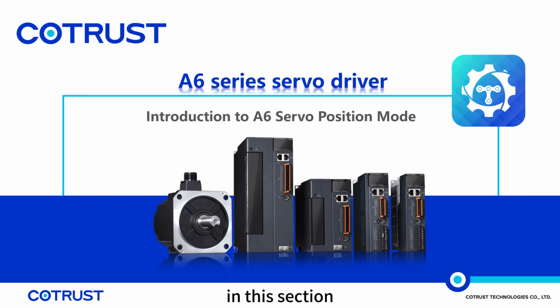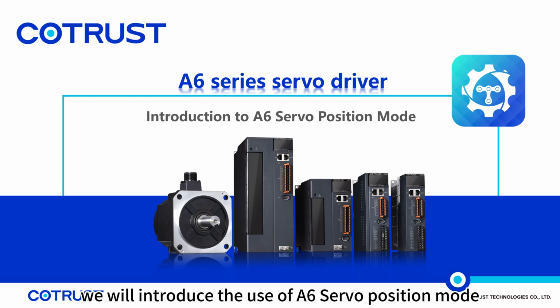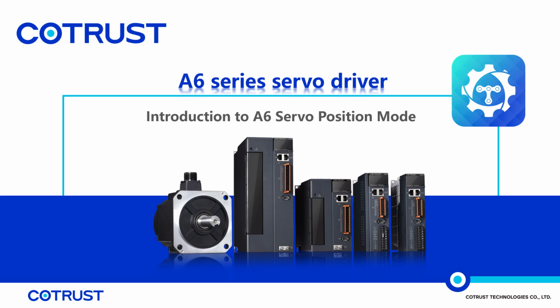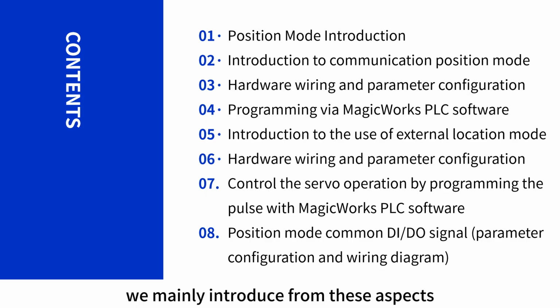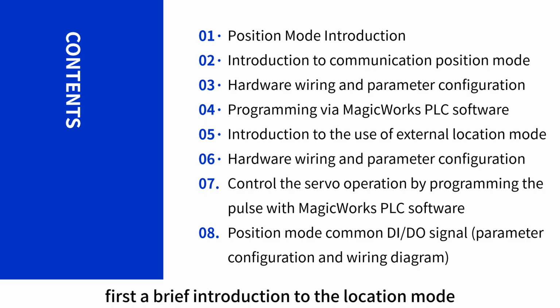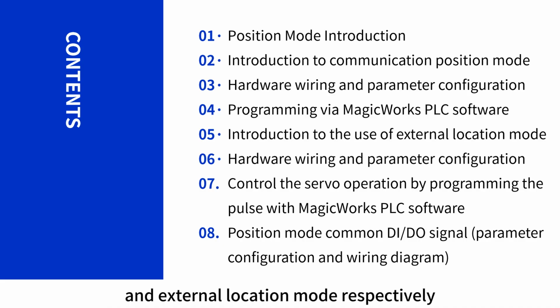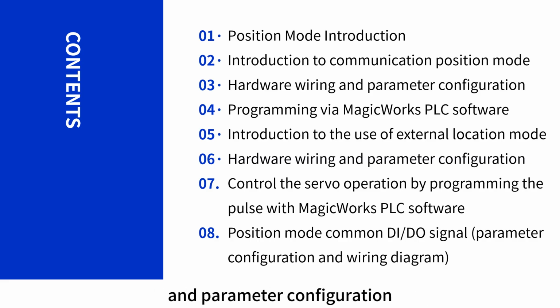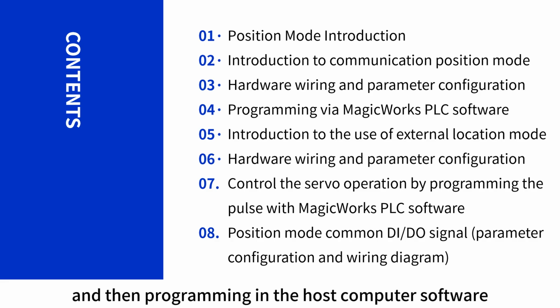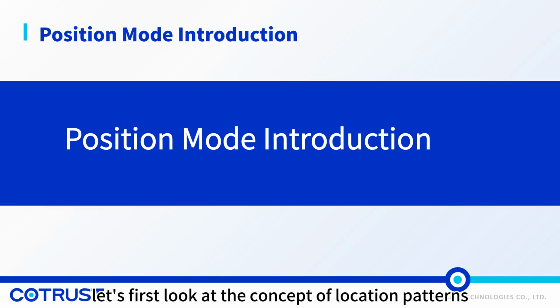In this section, we will introduce the use of A6 Servo position mode. We mainly introduce from these aspects: first a brief introduction to the position mode, and then we will introduce the communication position and external position modes respectively, including hardware connection and parameter configuration, and then programming in the host computer software. Let's first look at the concept of position mode.